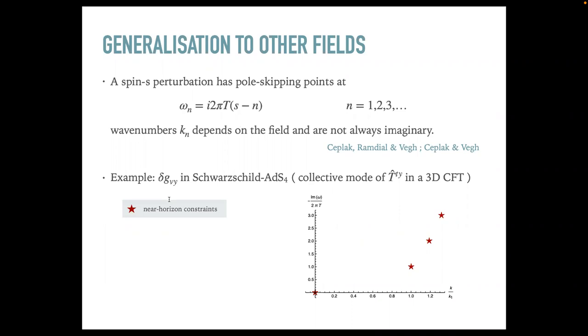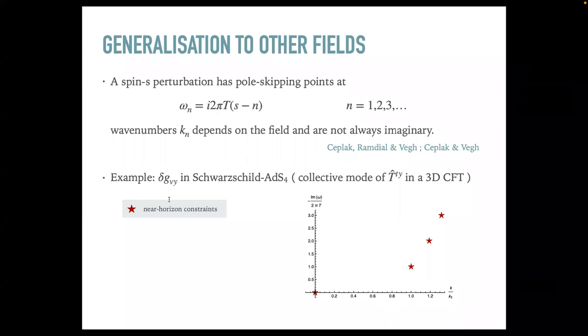And unlike the scalar field case, in which k was always imaginary, so I'm always doing some analytic continuation to imaginary k, in general, k is not always imaginary. So in some cases, it's just real. In these cases where it's real, we can really think of the dispersion relation in the conventional way, frequency as a function of real wave number. And these pole skipping points really place constraints on what those look like.